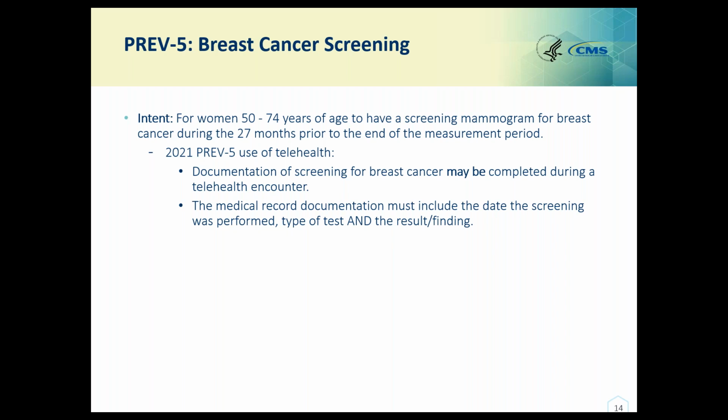In terms of telehealth for Prev 5, documentation of the screening for breast cancer may be completed during a telehealth encounter. The medical record documentation must include the date the screening was performed, type of test, and the result or finding.